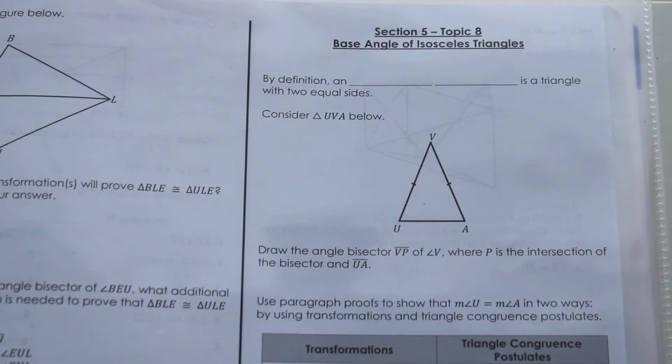Alright, for this section, we're in section 5, topic 8, which is on page 149. So turn in your workbook there with me. And we're going to do part of this section. We're not going to do every single problem because we're going to save some of them for tomorrow when we talk more in depth on proofs.